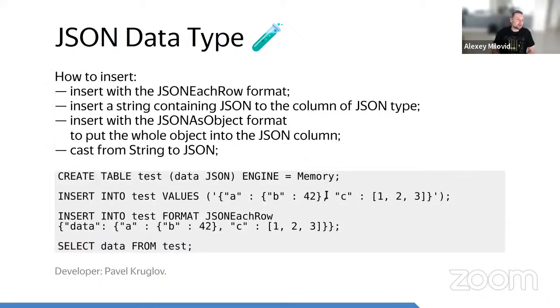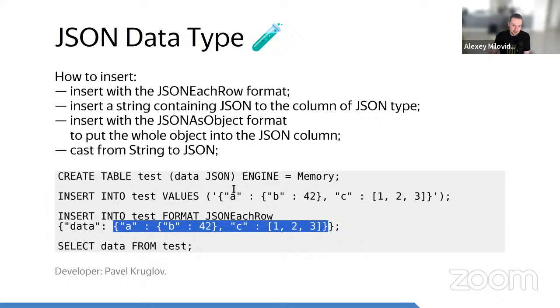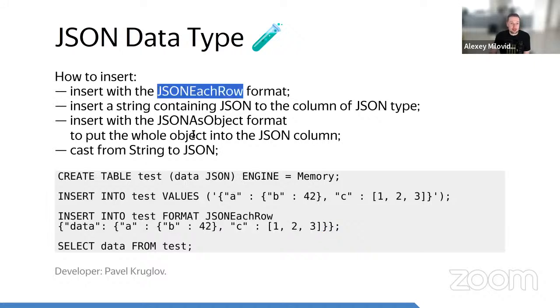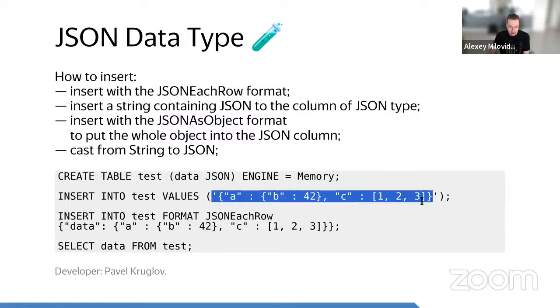Let's take a look at how to insert data. You can insert in JSON each row format. If you have a column of data type JSON, it will be just a sub-object in the JSON each row format. You can insert a string containing JSON, and it will be automatically cast into the JSON type. Like in this example, you insert values with a string containing JSON.